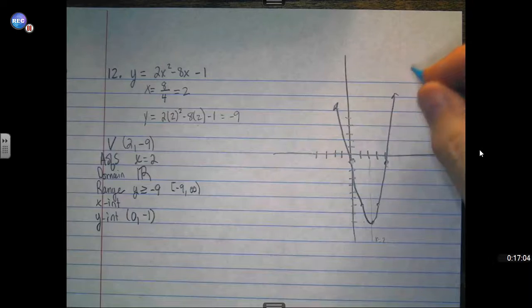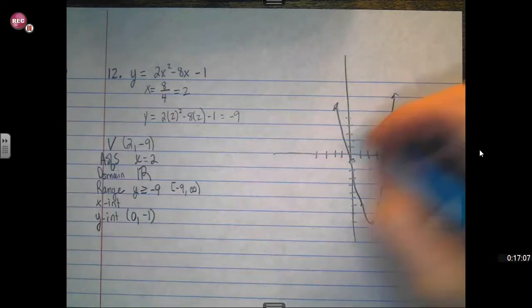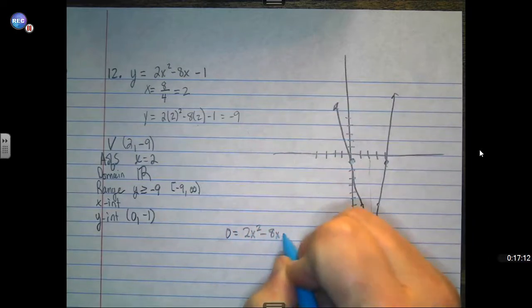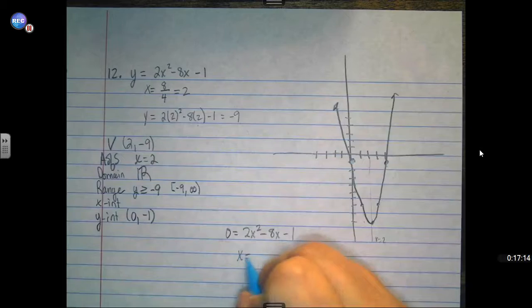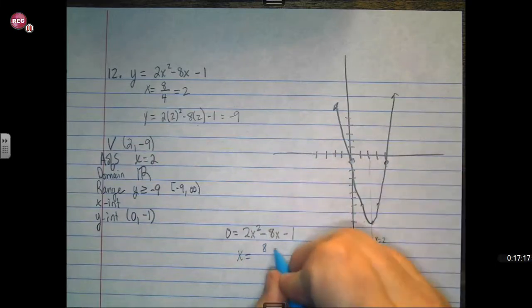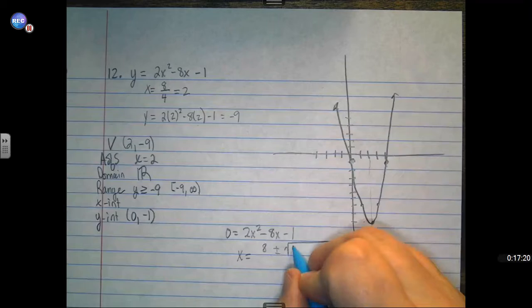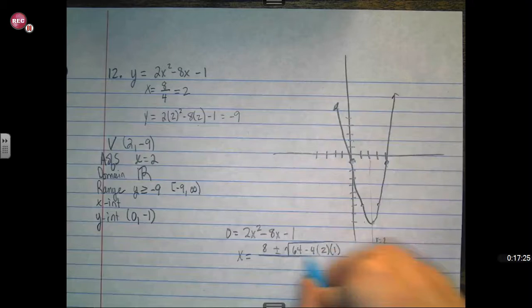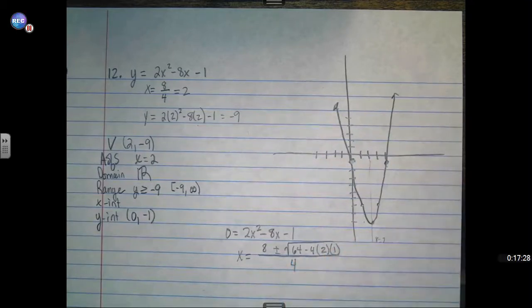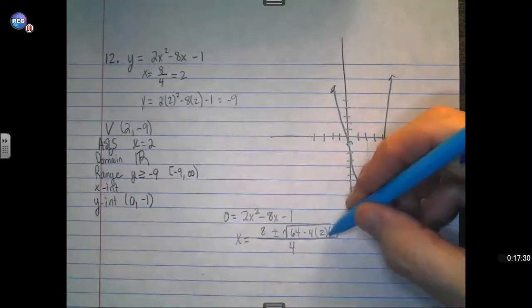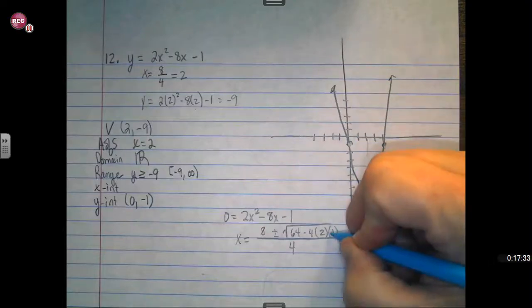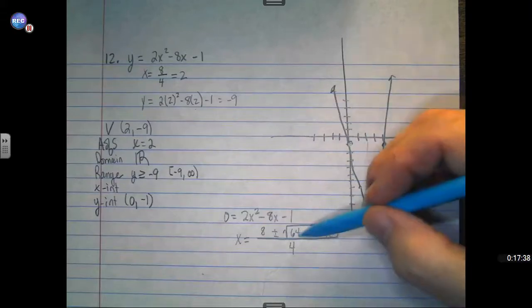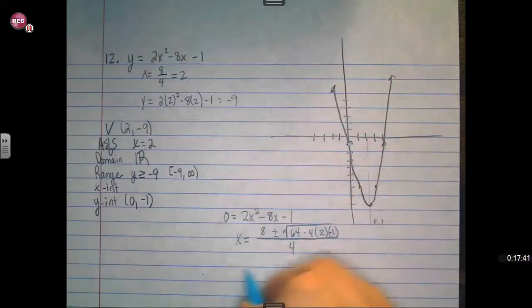X-intercepts, obviously I don't think they're rational. I think they're irrational. So 0 equals 2x squared minus 8x minus 1. So x is 8 plus or minus the square root of 64 minus 4 times 2 times negative 1, all over 4. Let's see, 8. And this should be -1. Sorry. All right, 4 times 2 times -1. Yep. So 64 plus 8 is 72.